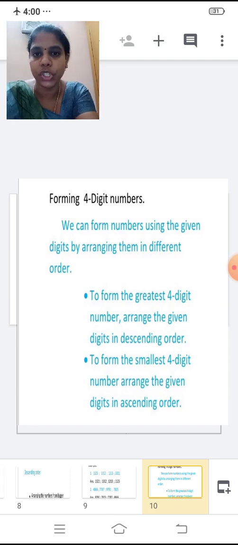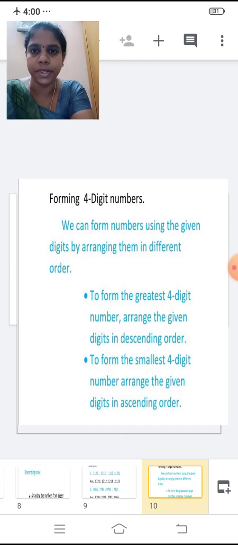Forming a 4-digit number. We can form numbers using given digits by arranging them in different order. We can form any numbers using the given digits by arranging them in different order. How to arrange? We'll see now. To form the greatest 4-digit number, arrange the given digits in descending order.